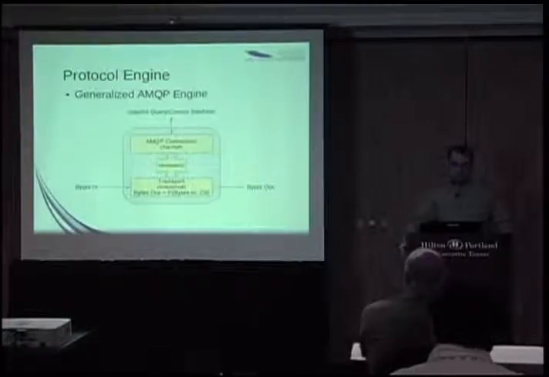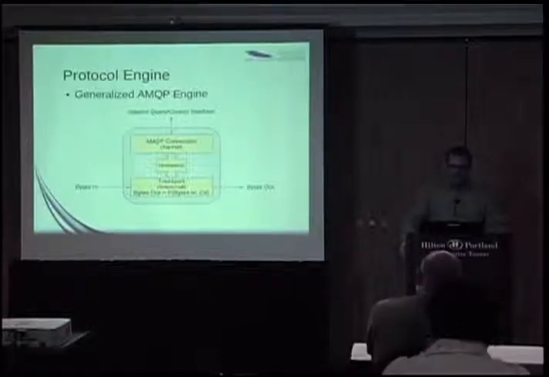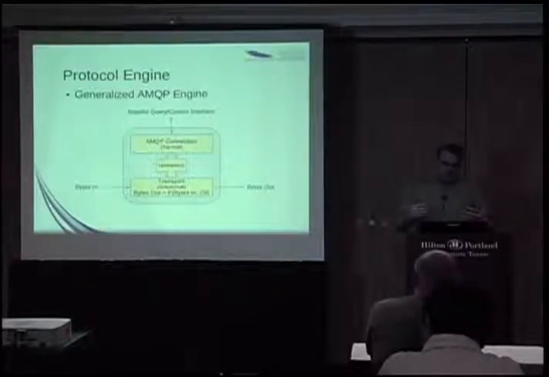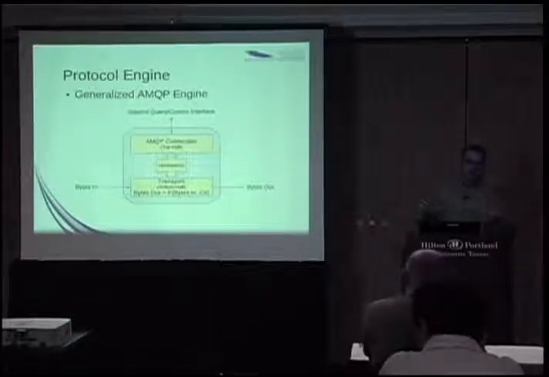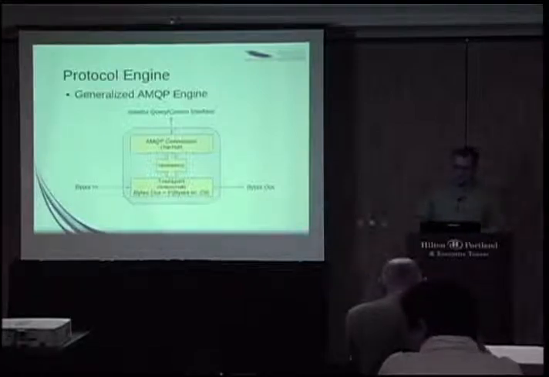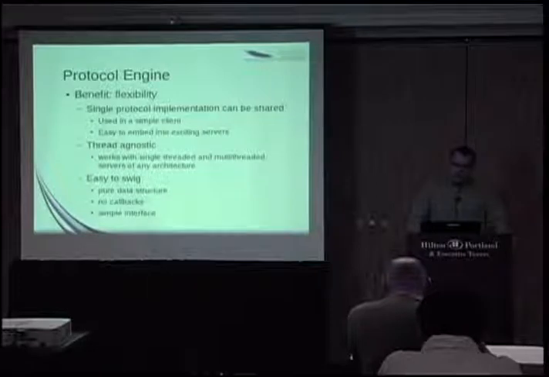So the AMQP protocol engine takes this one step further. It's basically the same idea, but in addition, we take the control portion, the query control portion of the interface, and split that out into something that's stateful. And this sort of divides between the high-level portion that interacts with your app and the low-level portion that's responsible for I/O, and it allows you to track state across multiple connections as well. As in, multiple sequential connections, that is. So that's the idea of an engine.